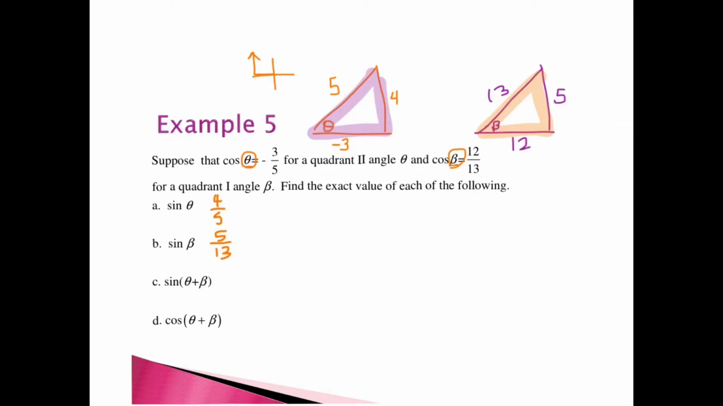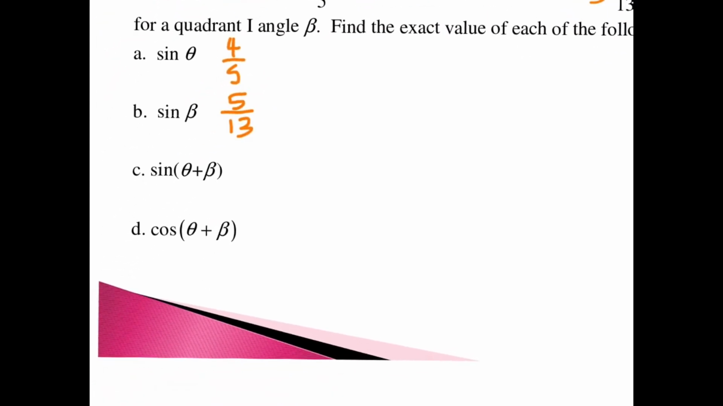C is sine of theta plus beta. So the sine pattern is sine, cosine, cosine, sine. I do the sine of the first, cosine of the second, keep the positive or negative, cosine of the first, sine of the second.